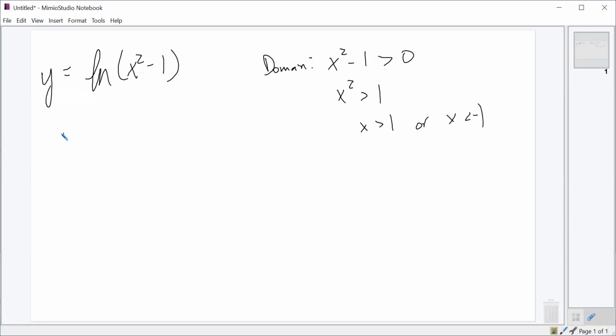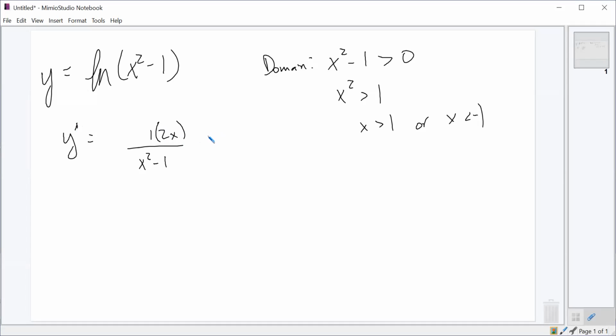So we'll find our derivative, y prime. And so this is natural log of u. So that should be 1 over u times the derivative of u. And the derivative of x squared minus 1 is 2x. So our derivative is 2x over x squared minus 1.